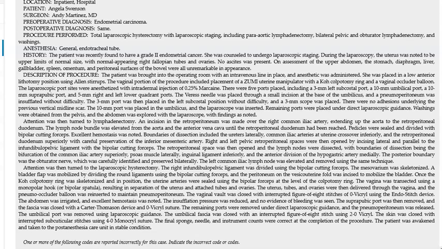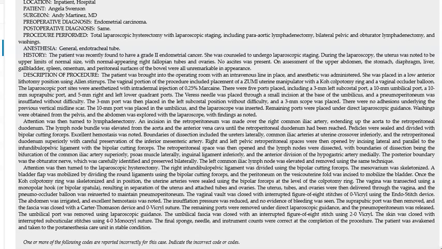The uterus, tubes, and ovaries were then delivered through the vagina, and the pneumo-occluder balloon was reinserted to maintain pneumoperitoneum. The vaginal vault was closed with interrupted figure of 8 stitches of Vicryl using the endo-stitch device. The abdomen was irrigated and excellent hemostasis was noted. The insufflation pressure was reduced and no evidence of bleeding was seen. The suprapubic port was then removed and the fascia was closed with a Carter-Thomason device and O-Vicryl suture. The remaining ports were removed under direct laparoscopic guidance and the pneumoperitoneum was released. The umbilical port was removed using laparoscopic guidance.